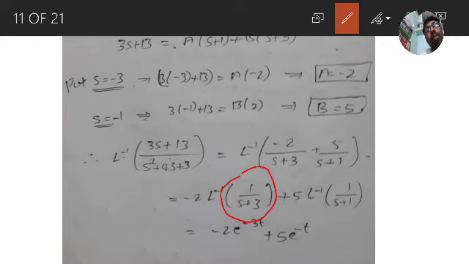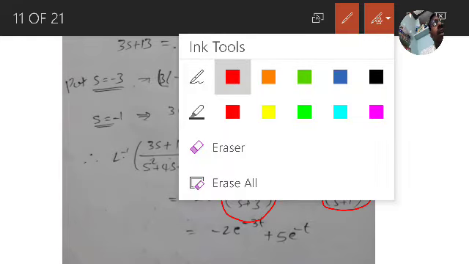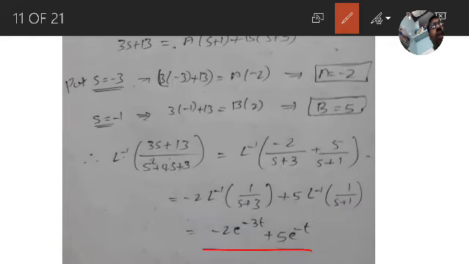L inverse of 1 by s plus a is e power of -at. Now e power of -3t. L inverse of 1 by s plus 1 is e power of -t. So what is the answer? At last the answer is -2 into e power of -3t plus 5 into e power of -t. So this is our fourth problem.